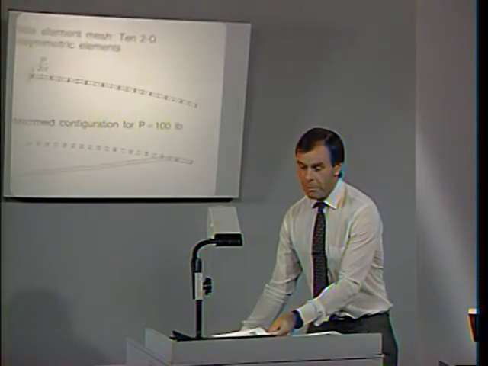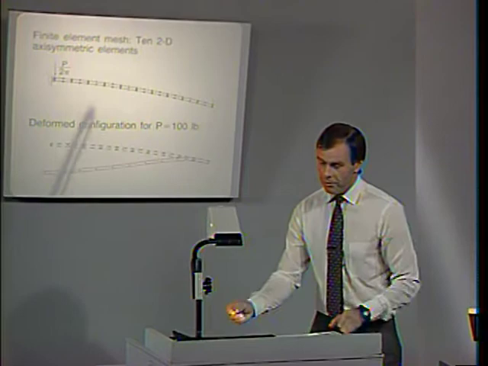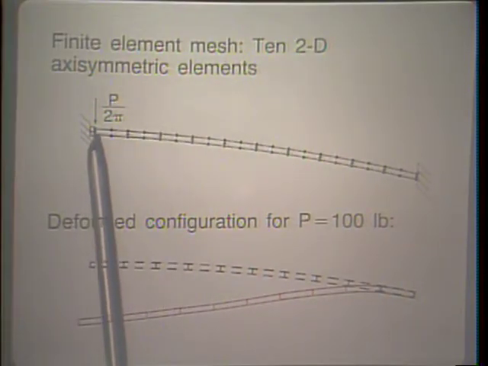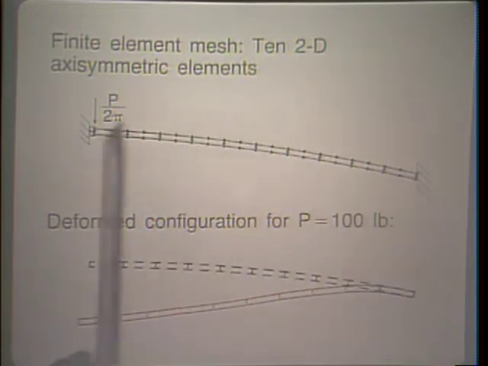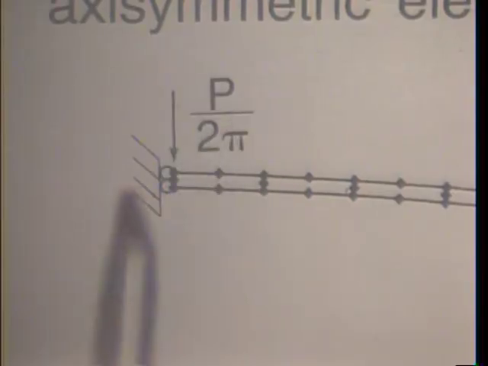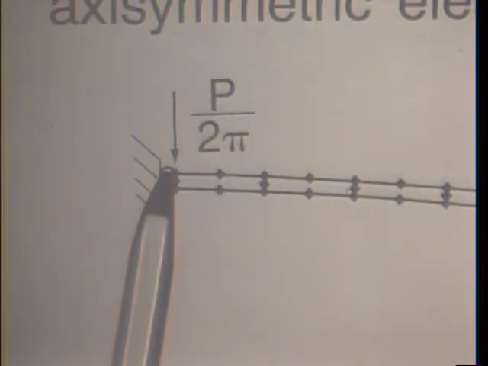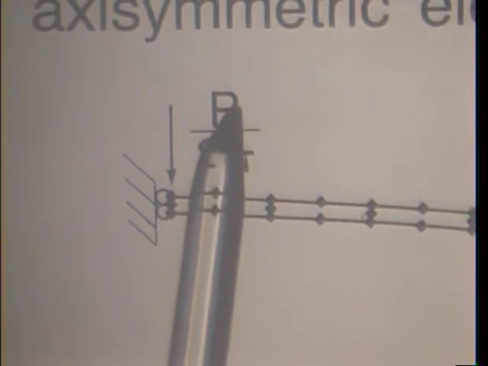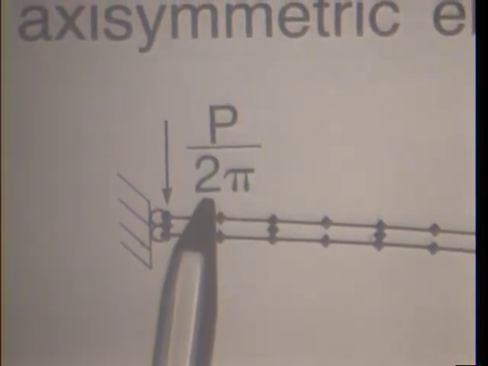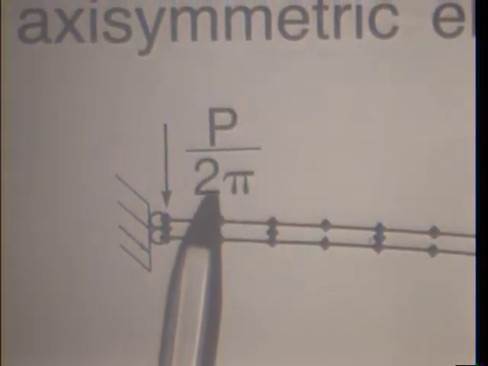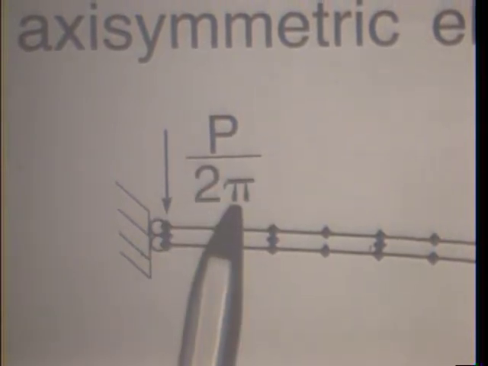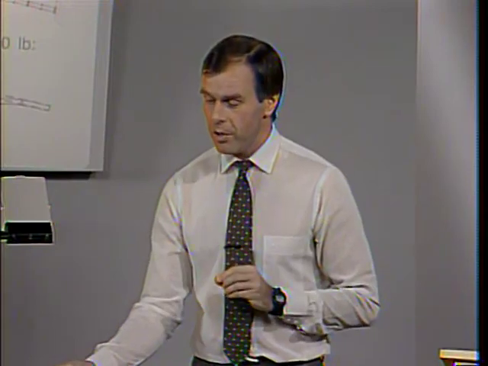The finite element mesh is shown on this view graph. Here we have the original mesh subjected to the load. Notice that since we are looking at an axisymmetric analysis, and since we are using ADINA, we apply here a load of P, the total load, divided by 2 pi, because we only look at 1 radian of the total structure. This 2 pi comes from the fact that we are only analyzing 1 radian of the structure.